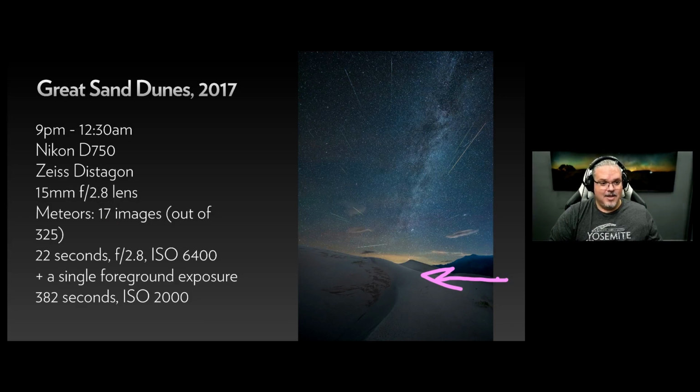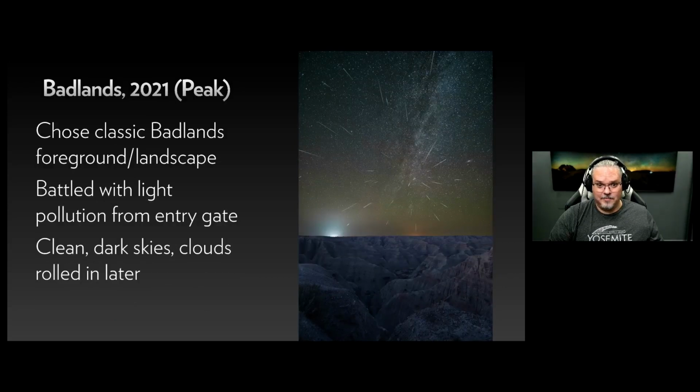So this one, my single foreground image was 382 seconds at ISO 200. That was the moon-kissed sand dunes. And it also caught the tip of the mountains over here. And I liked that. This one was really successful. It made me want to do more.